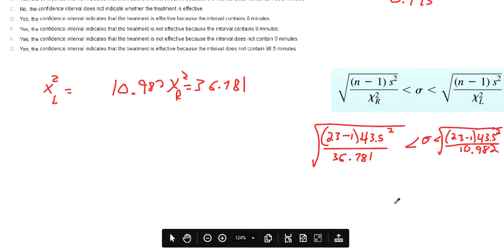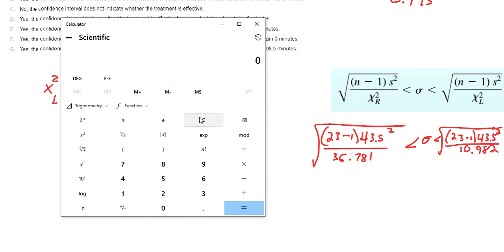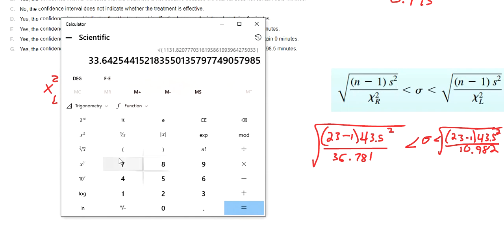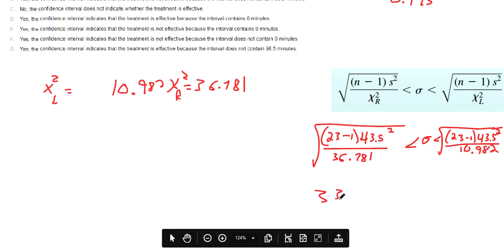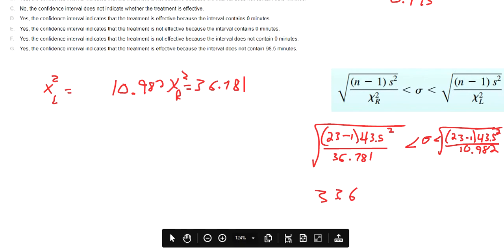That just takes some work with a calculator to simplify. So if you're not comfortable with simplifying with a calculator, if you think maybe you're doing the order wrong, you'll want to do this step by step. But I'm going to do 43.5 squared, so I multiply by itself. Then I'm going to multiply that by the 22. And then we're going to divide it by the 36.781. And then if I hit square root, I've got the left side simplified. I've got 33.643.